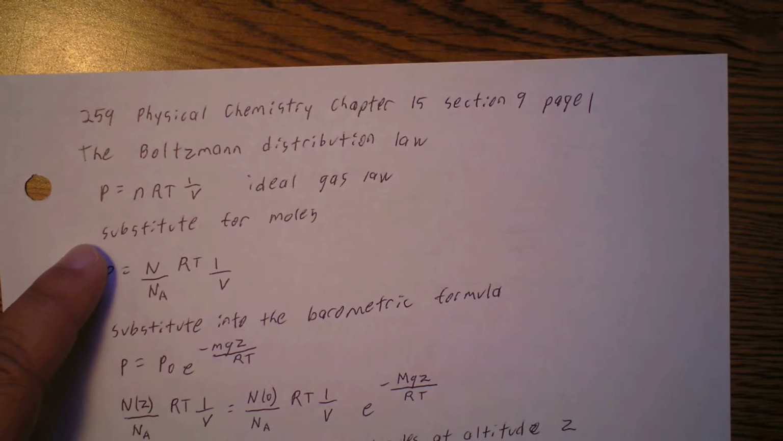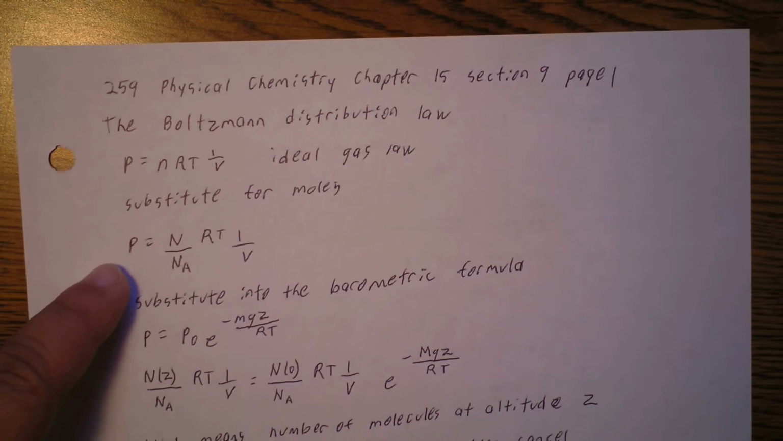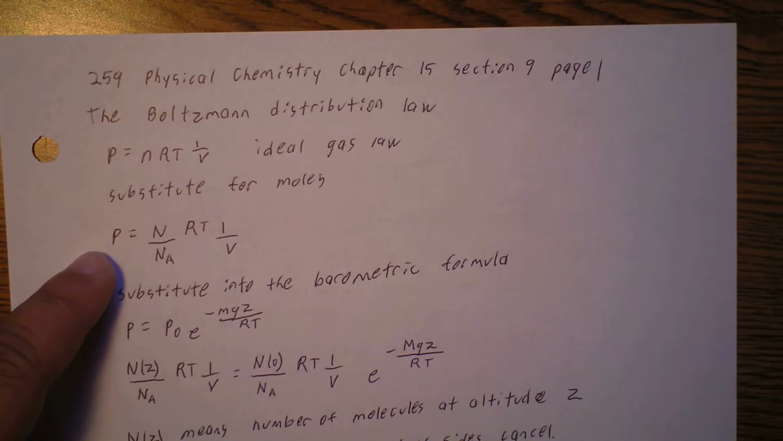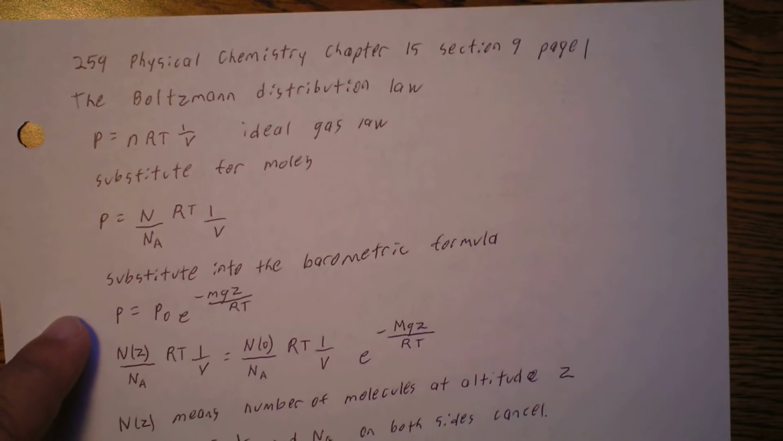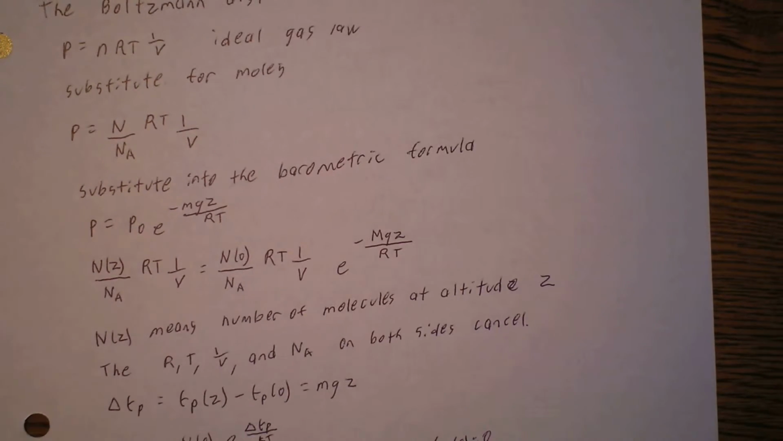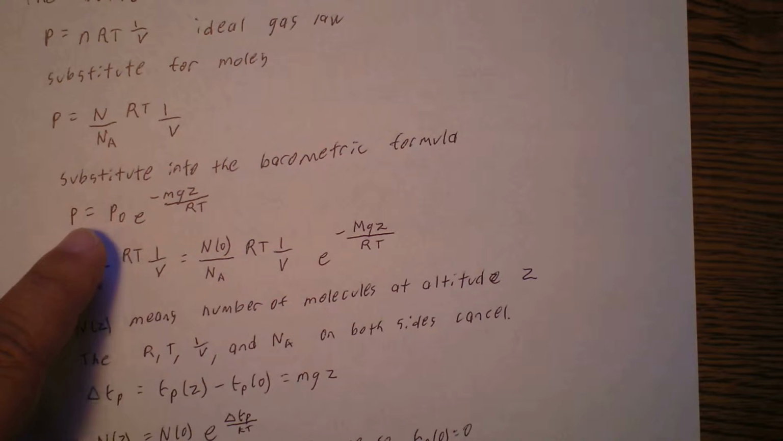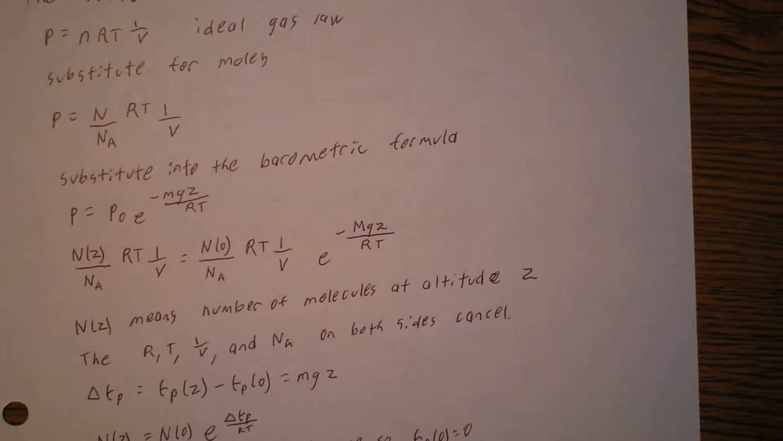Now we want to substitute out the moles for the actual number of molecules. So we get pressure is equal to the number of molecules divided by Avogadro's number times RT times 1 over V. Now we want to use the barometric formula that we came up with in a previous section. So that's pressure is equal to P naught times e to the exponent minus mgz over RT. Remember, P naught was the pressure at height 0.